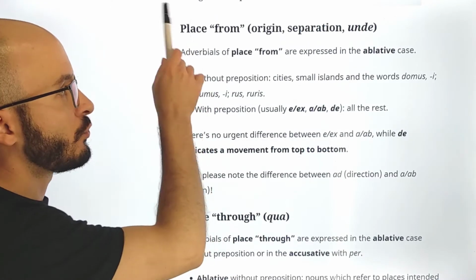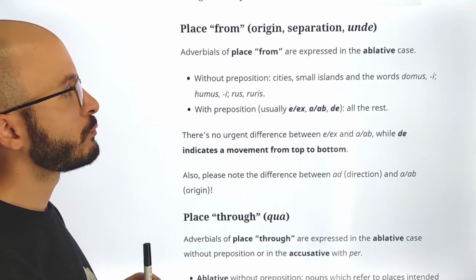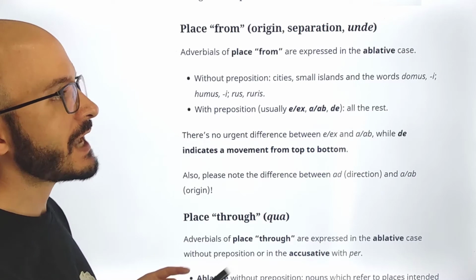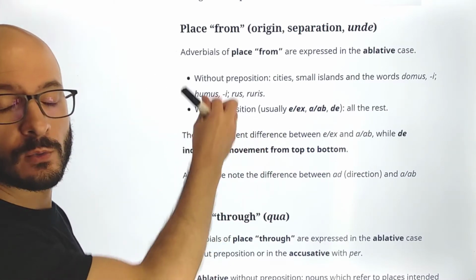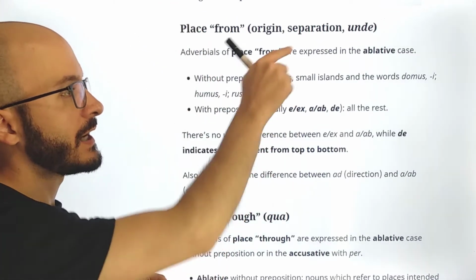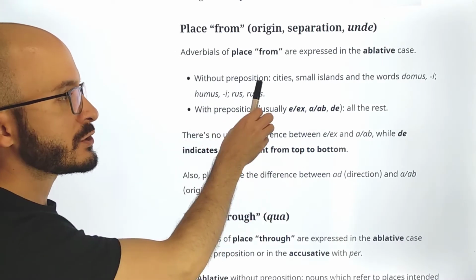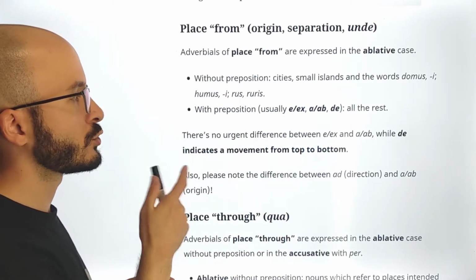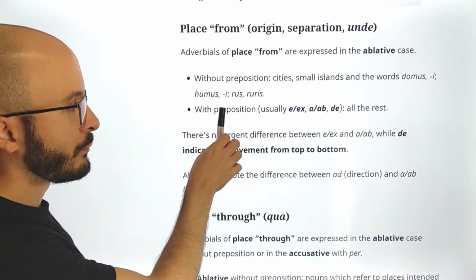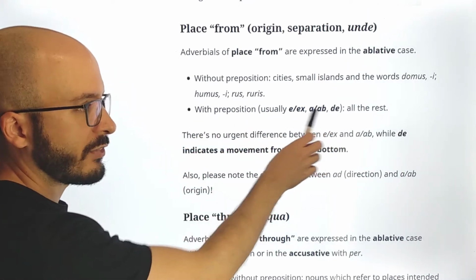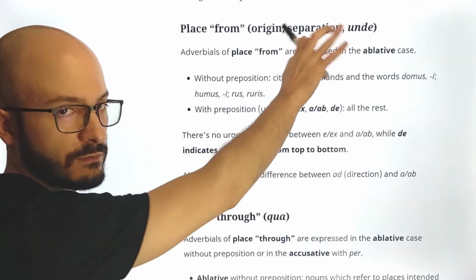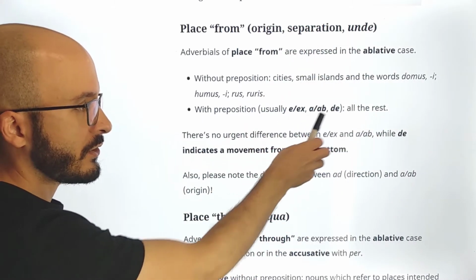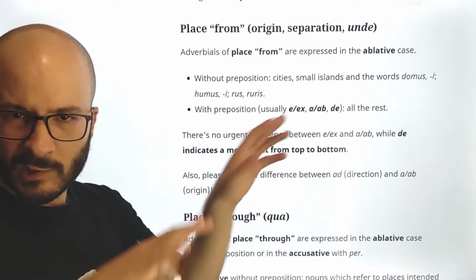Then, place from. Adverbials of place from are expressed in the ablative case. Okay, so we were using accusative first, now ablative case. Without prepositions, again, this funny list: cities, small islands, and the words domus, humus, rus. And then with preposition, usually these three, all the rest of words, okay?